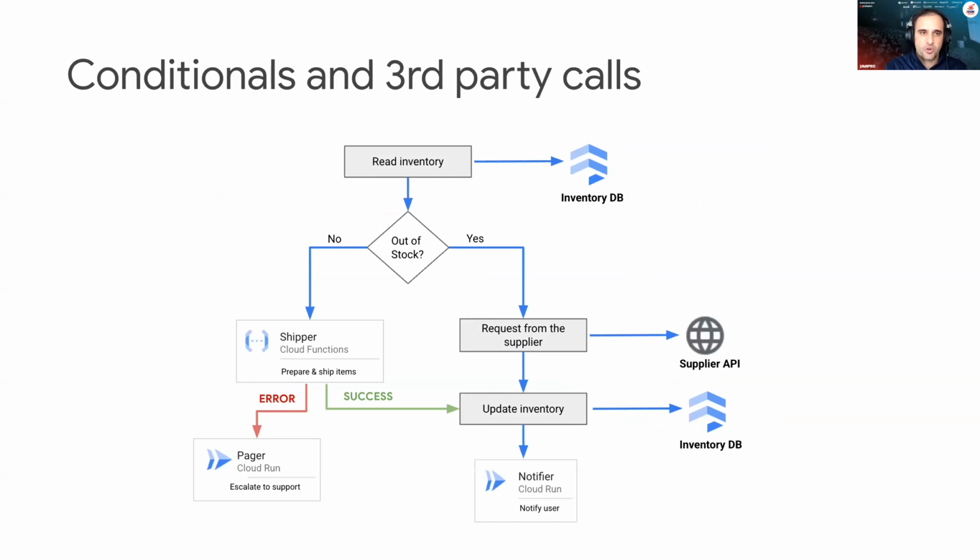And you can also do conditionals and third-party calls. So for example, if you need to read a DB and check a value to see if something is in stock or out of stock and do different things, you can do this check within the workflow itself, within YAML, so you don't have to write code for that. Similarly, if you need to call third-party APIs, like getting the order from a third-party supplier, that's very easy to do, just another HTTP call from workflows.